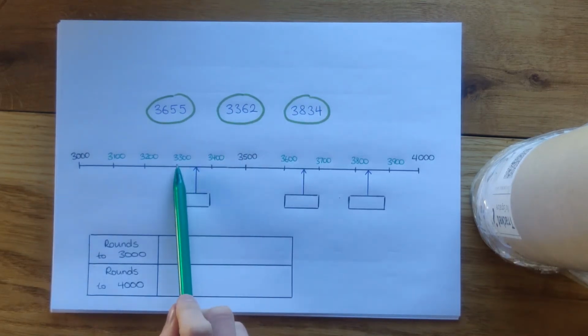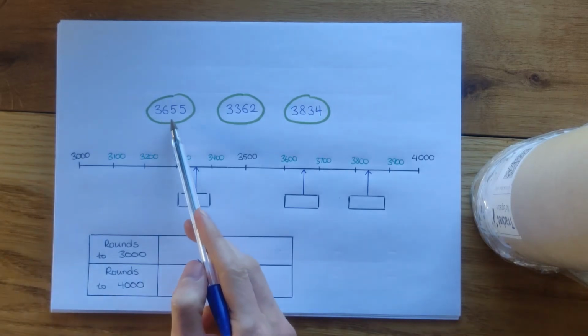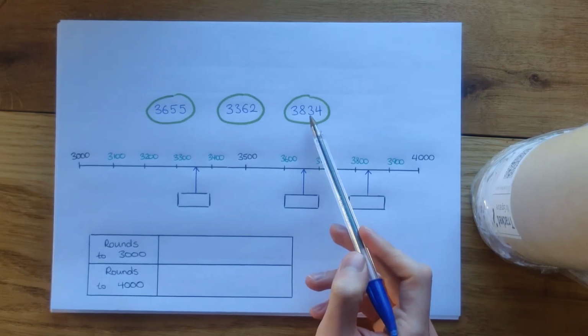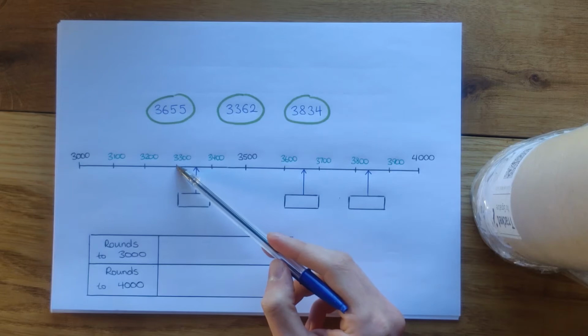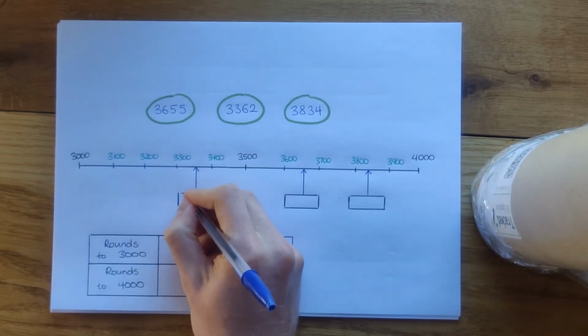in between 3,300 and 3,400. Well, it's not going to be 3,655, not going to be 3,834, but would 3,362 fit in between 3,300 and 3,400? It will.